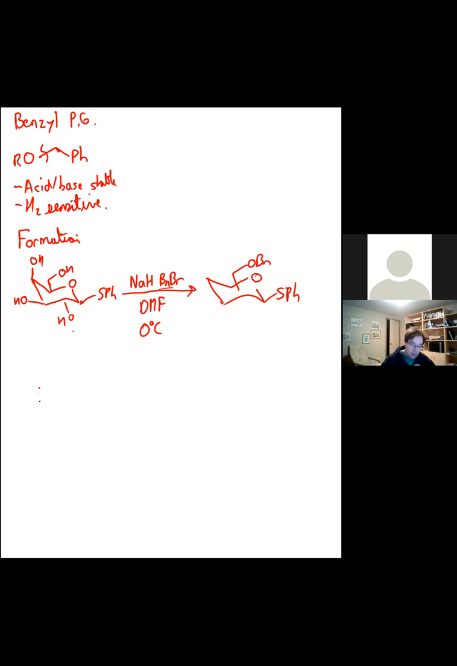So mechanistically, what's going on there? Sodium hydride. So notice that to make this, we have to use a strong base, which makes making this incompatible with having an acetate present. There are other ways to make this. I'm going to show that in a second.